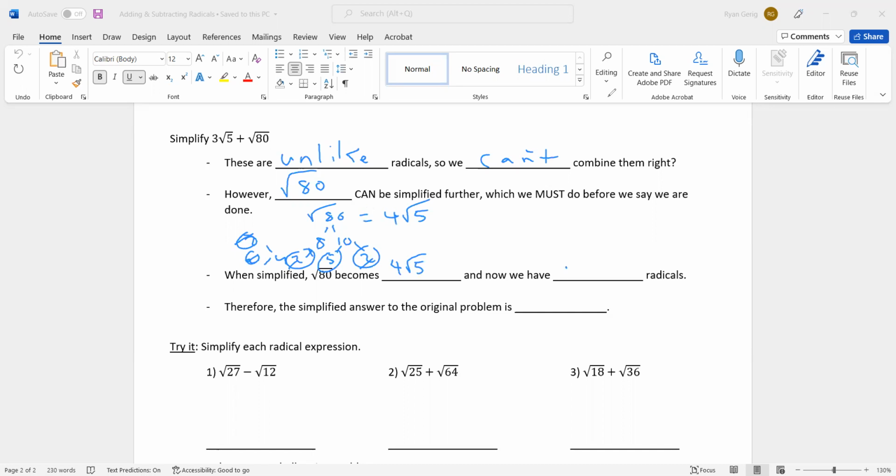And now we have like radicals. They both have square root of 5. So now what I have is 3 radical 5 plus 4 radical 5. Now I can put them together, and the answer is 7 radical 5. Okay, so we're going to try it. Couple, 3 problems here, and then they get a little harder, of course.